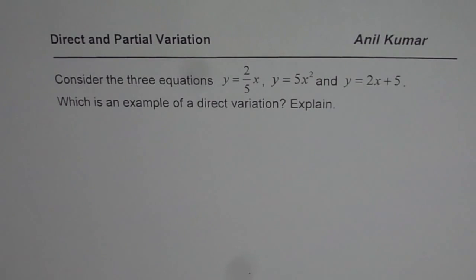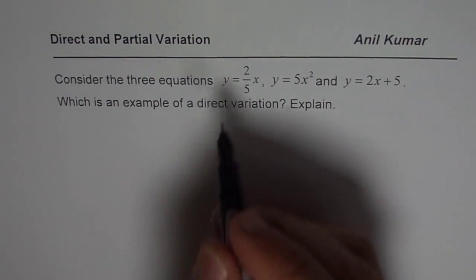Here is a test question for you on direct and partial variation. Consider the three equations y = 2/5x, y = 5x², and y = 2x + 5. Which is an example of direct variation? Explain. You can pause the video, write down your answer, and then look into my suggestions. So let's consider these equations one by one.